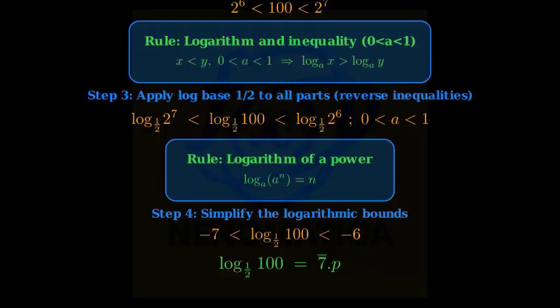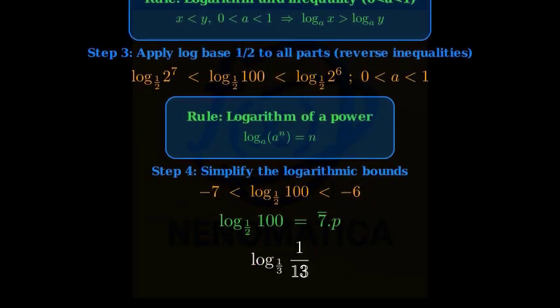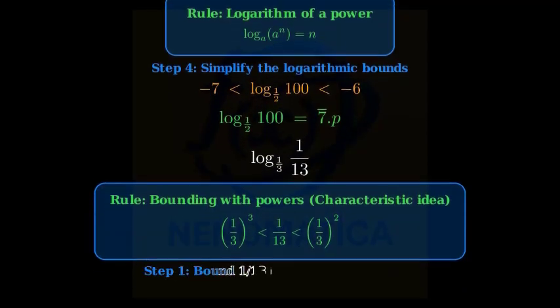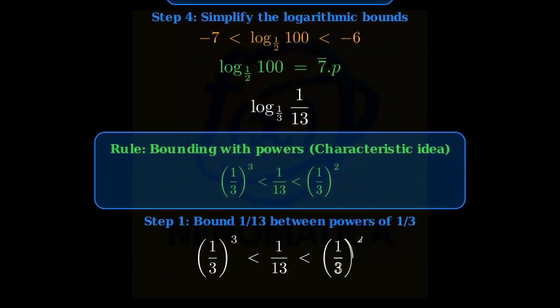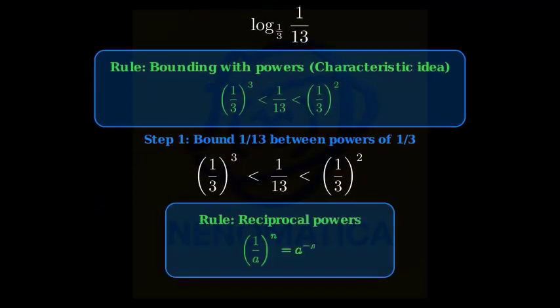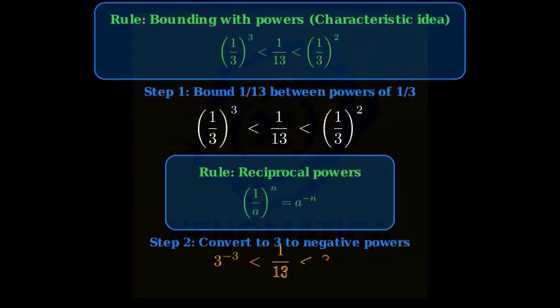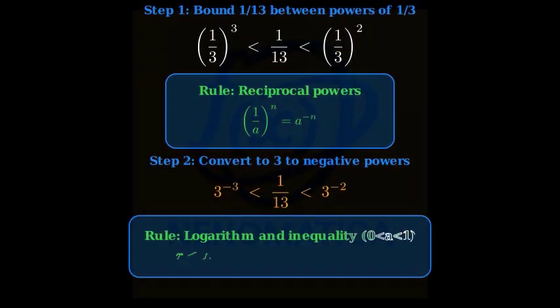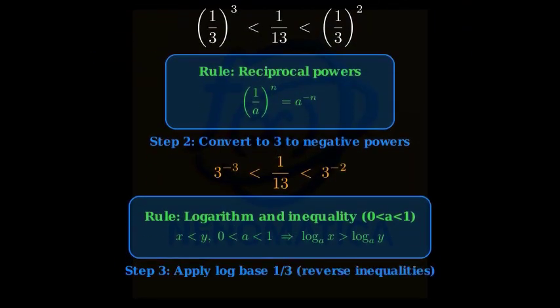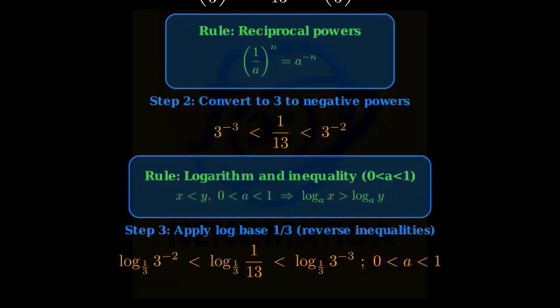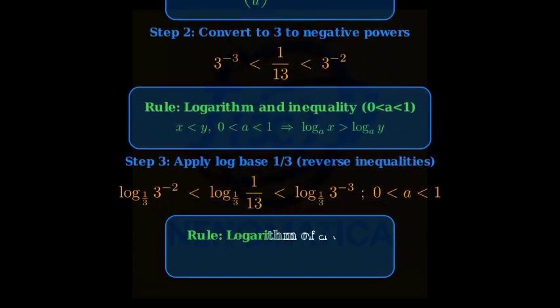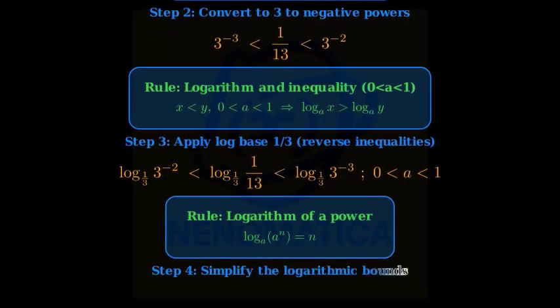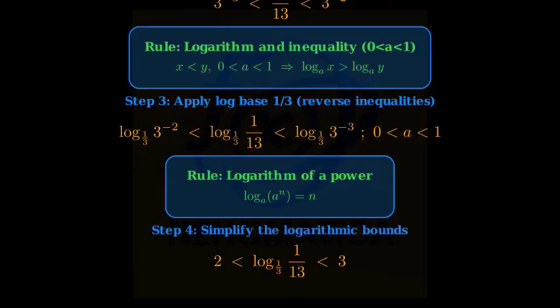Now, we follow the exact same algorithm for the second expression. Rewrite those as powers of 3 with negative exponents. Apply logarithm base 1/3 to each part. Because the base is less than 1, inequalities reverse. Now, simplify using the power rule. Therefore, the characteristic is 2.